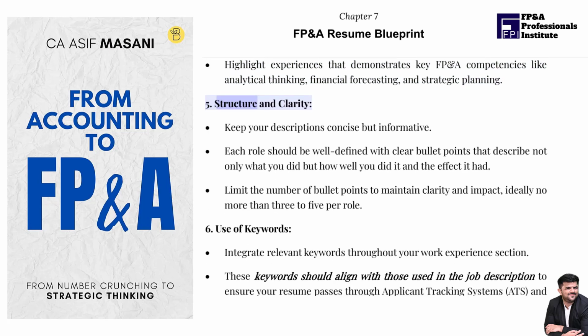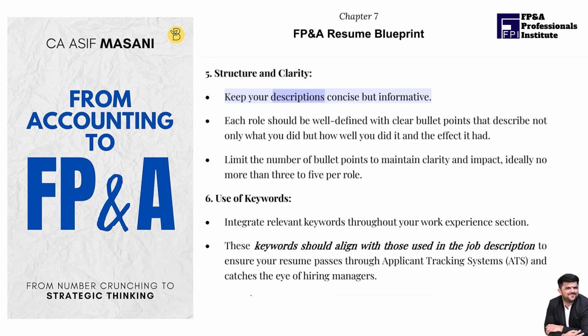5. Structure and clarity. Keep your descriptions concise but informative. Each role should be well-defined with clear bullet points that describe not only what you did, but how well you did it and the effect it had. Limit the number of bullet points to maintain clarity and impact, ideally no more than 3 to 5 per role.